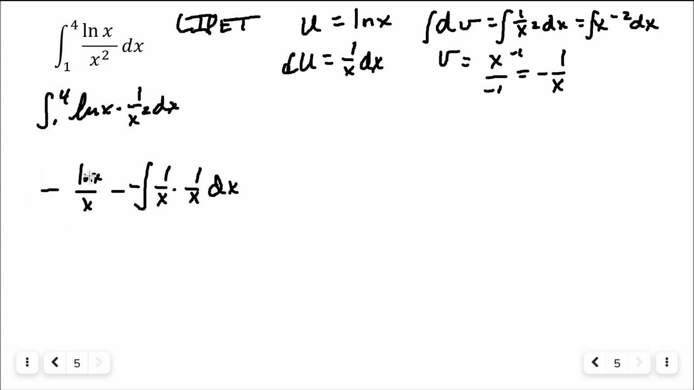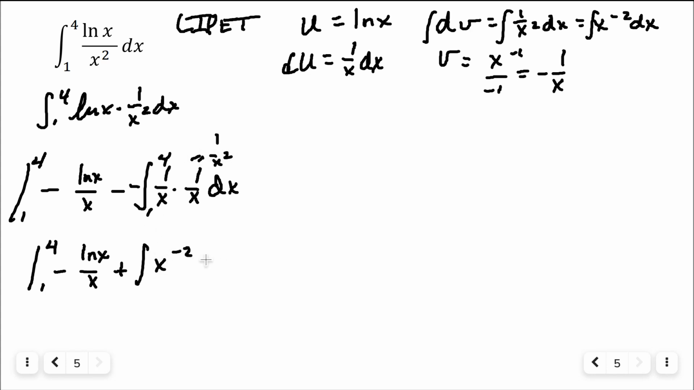So this first integral, or this uv, has been integrated. So this is straight line from 1 to 4. This second integral is not done yet. So we have straight line from 1 to 4, negative ln x over x. These two negatives make a positive. 1 over x times 1 over x is 1 over x squared. So this is the integral of, well, this is really 1 over x squared up there, which I'm going to bring back to the top, make it x to the negative 2 again.